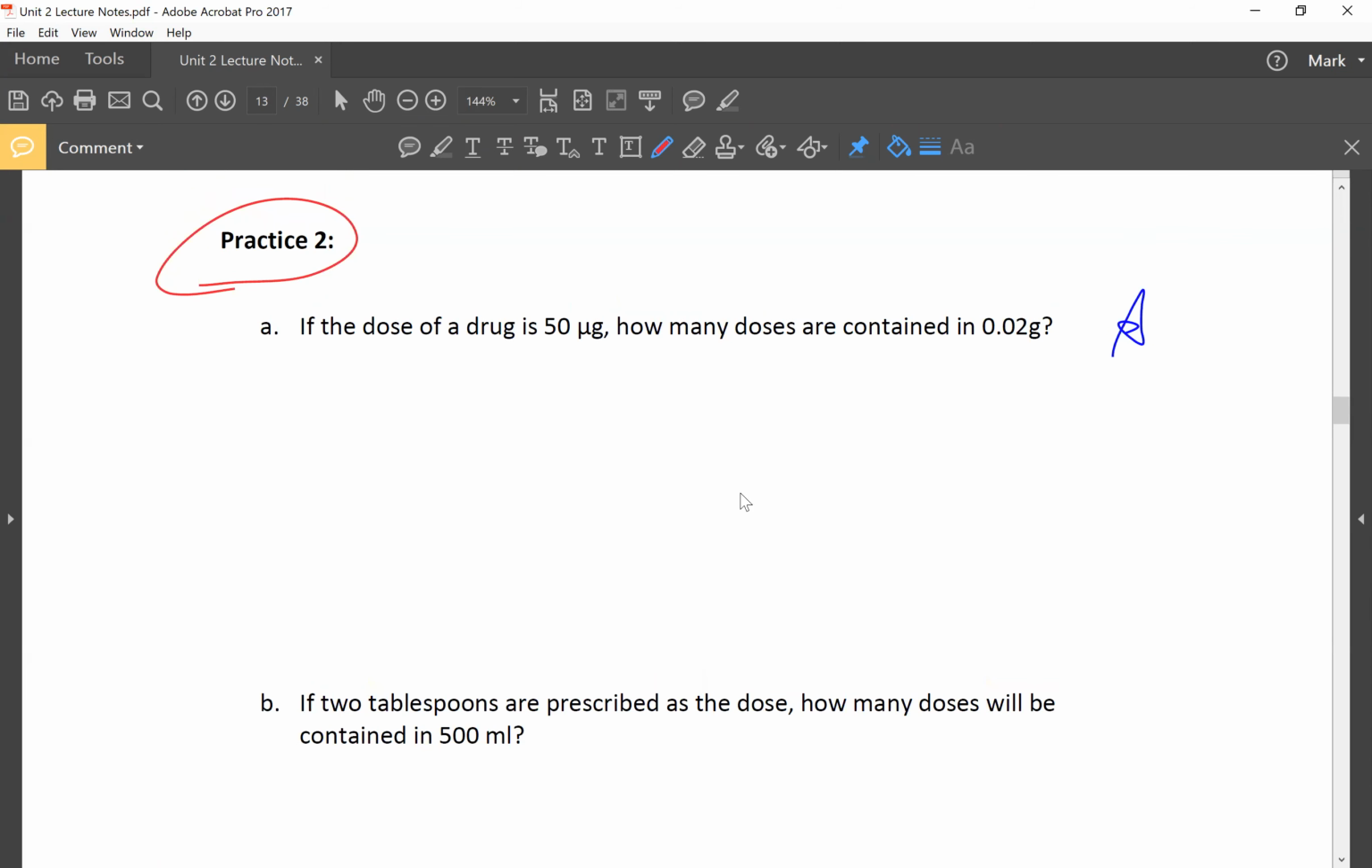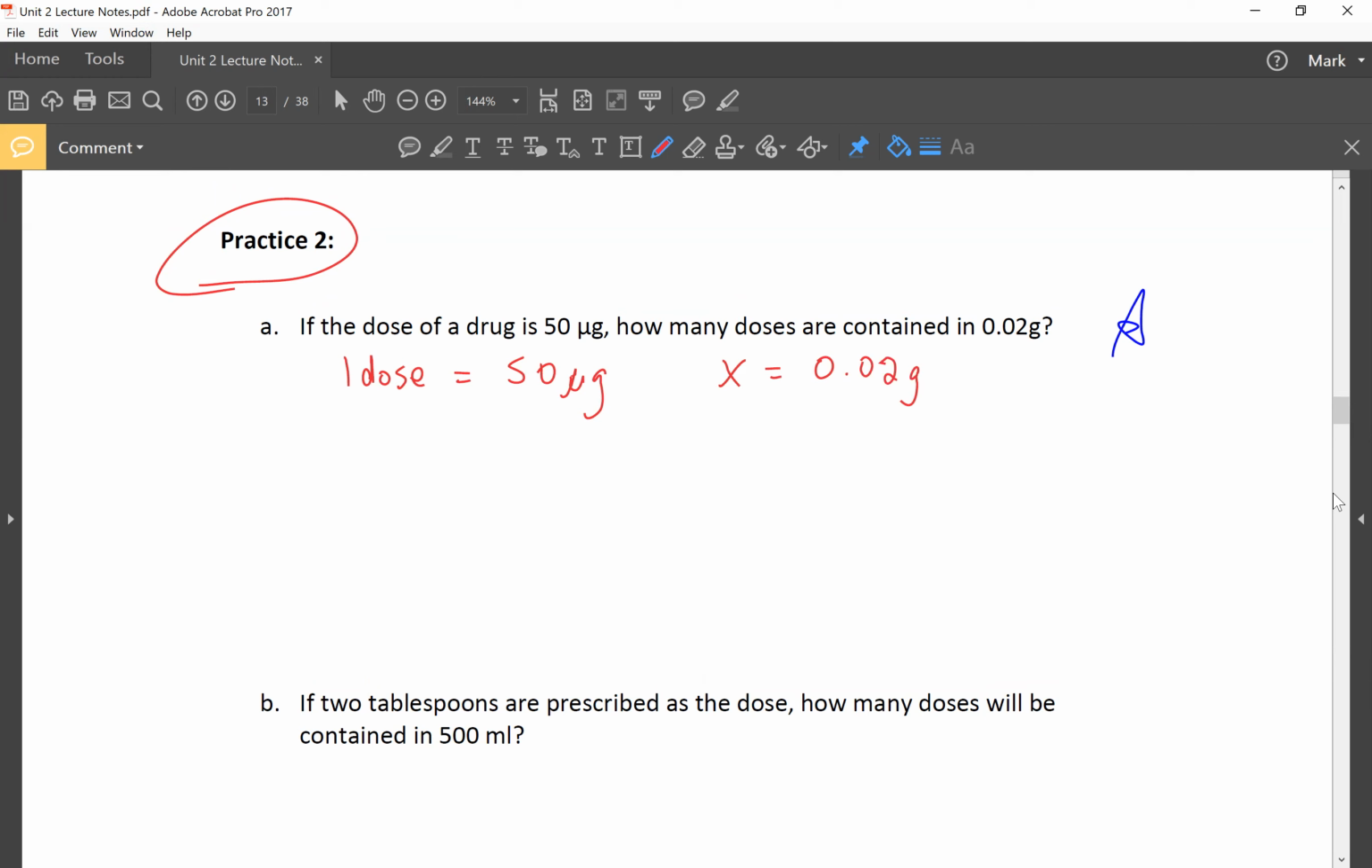If the dose of a drug is 50 micrograms, okay, so one dose of a drug is 50 micrograms. That little symbol is called a mu. You might have done it in physics. It's typically the coefficient of friction. The next question is, how many doses are contained in 0.02 grams?